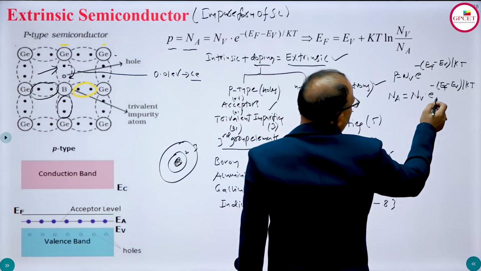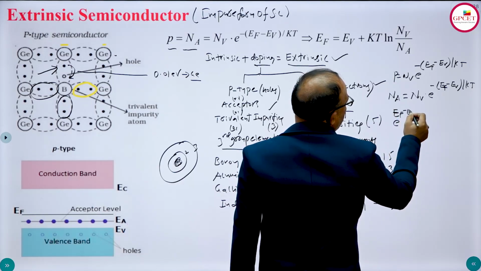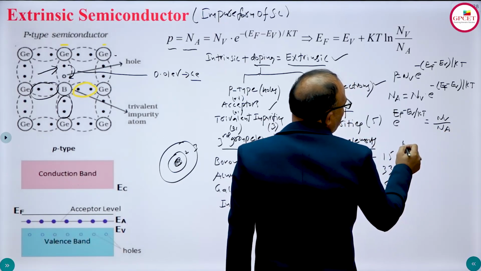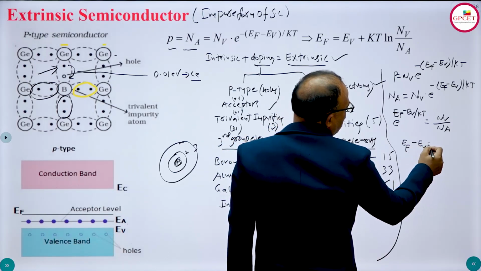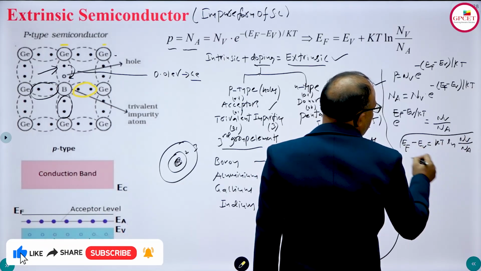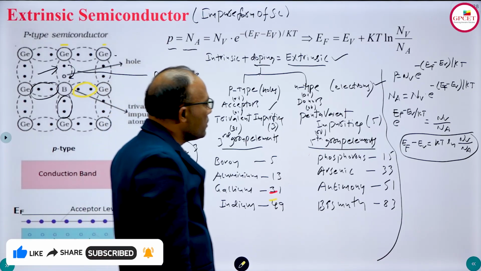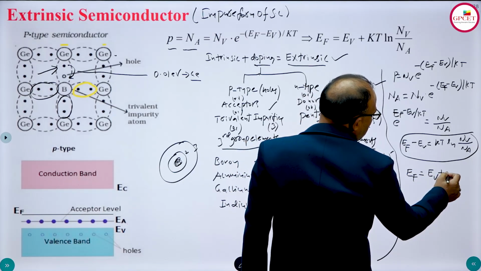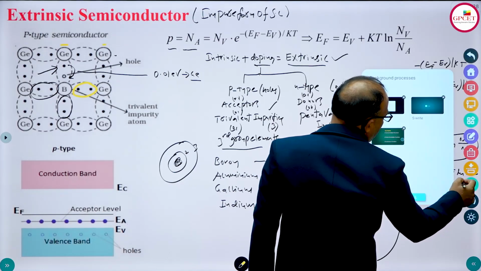Now bring this to this side, and you get e power (Ef minus Ev) divided by KT equal to Nv divided by Na. So Ef minus Ev is equal to KT times the natural logarithm Ln of Nv by Na. Or you can write this as Ef equal to Ev plus KT Ln Nv divided by Na.